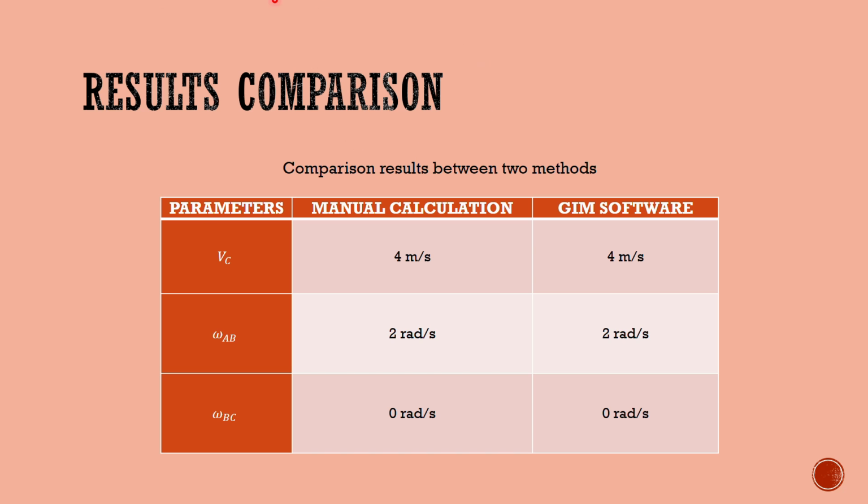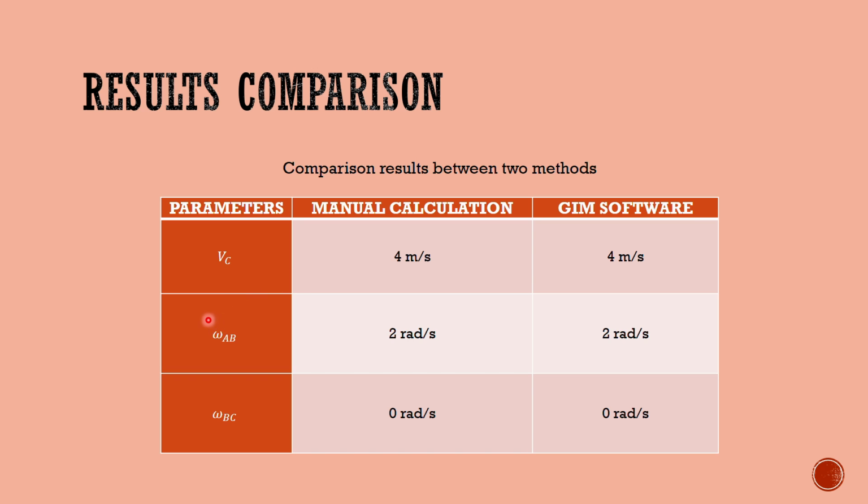Next, we are going to compare the results or the answers for the case study of the hand pump. We are going to compare the final answers or the values from both methods, which are manual calculation and GIM software. The first parameter is the velocity at point C, or the velocity of the piston. The velocity of the piston is determined from the problem statement, which is 4 meters per second. Thus, both methods should have the same value of the velocity at point C.